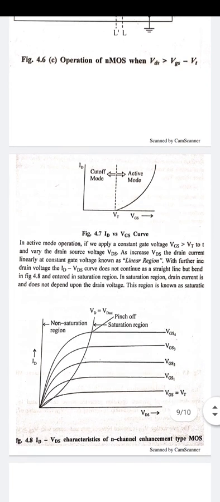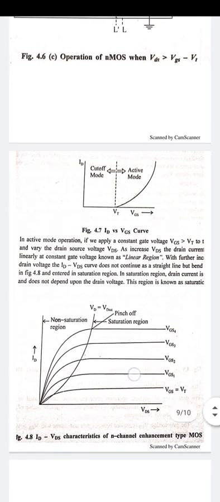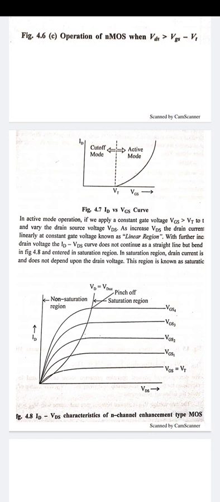Here I will show in this diagram where the gate voltage is now increased to a particular value. Before the pinch off, when VDS increases, the drain current continuously increases, that is called the non-saturated region, where VGS minus VT is greater than VDS. After the pinch off, it enters the saturation region, and when we increase the drain to source voltage, the drain current does not increase accordingly, because it is in the constant region, or saturated region, after the pinch off.